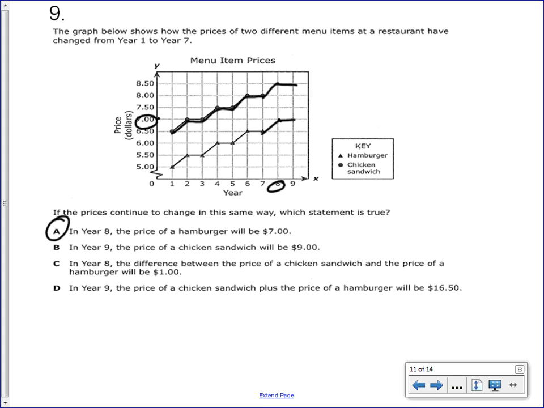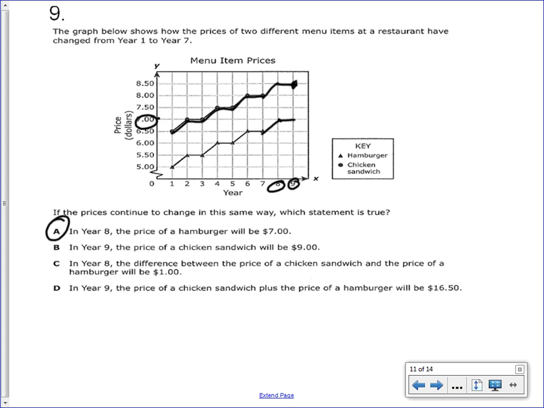I'm going to also look through to make sure B through D are not right as well. So in year 9, the price of a chicken sandwich will be $9. So I'm going to go to 9. I'm going to go up to chicken sandwich, and it's only $8.50. So that is not my answer.